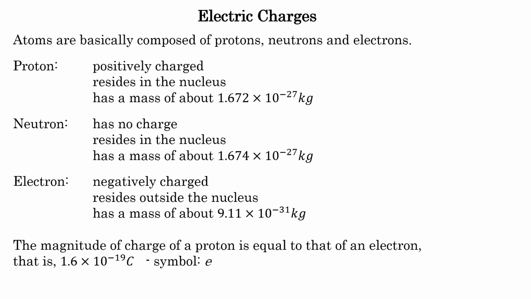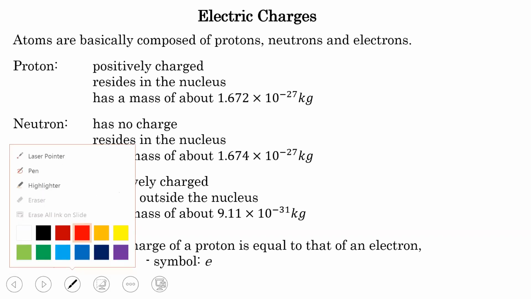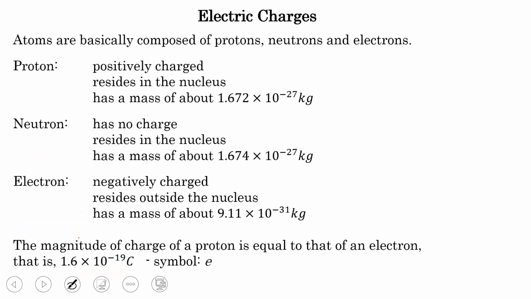So we should always remember that the charge of an electron, be it electron or proton, is 1.602 times 10 raised to power minus 19 coulomb. Because it's an electron, it has a negative charge, so you may call it minus 1.602 times 10 raised to power minus 19. And as a proton, it's going to be positive.